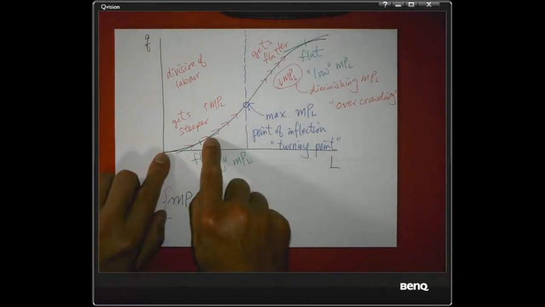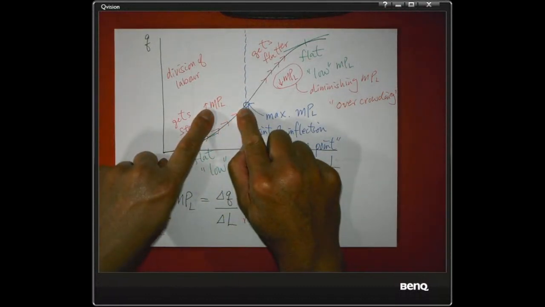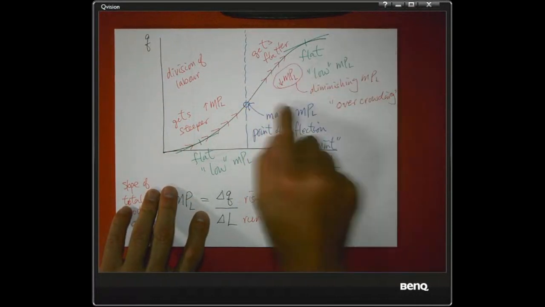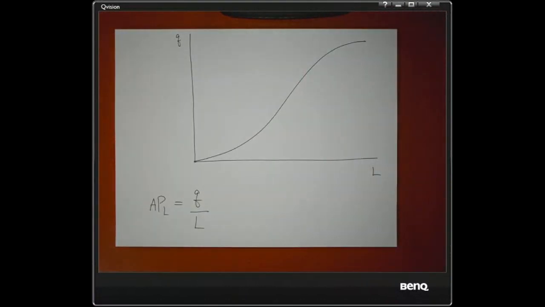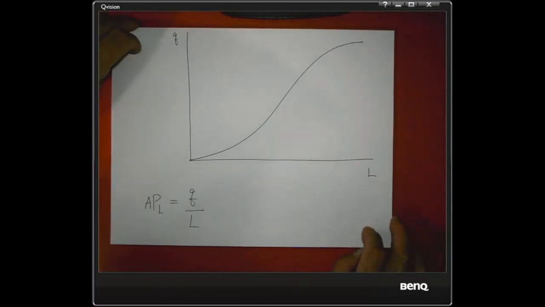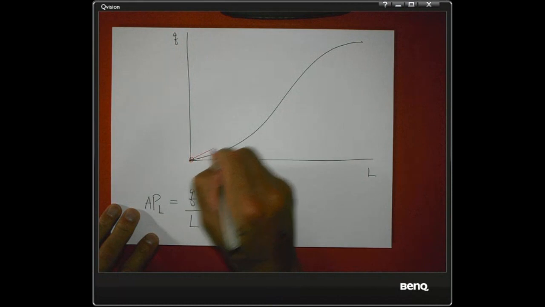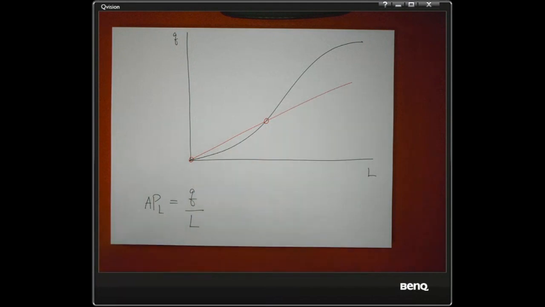The marginal product or the slope is getting steeper and steeper. That is rising marginal product. And then beyond this turning point, the slope is getting flatter. That means falling marginal product. And now, how can we figure out the average product of labor from this total product of labor curve? The trick is draw a straight line from the origin that touches the total product of labor curve.